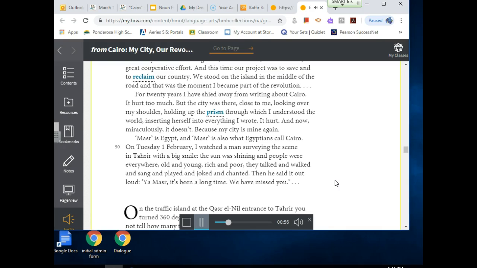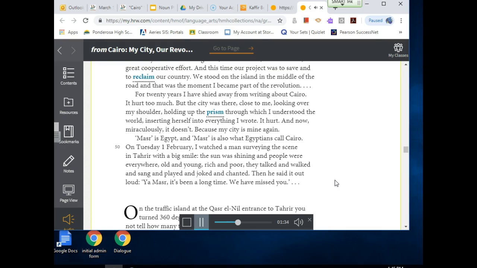We stood on the island in the middle of the road, and that was the moment I became part of the revolution. For 20 years I have shied away from writing about Cairo. It hurt too much. But the city was there, close to me, looking over my shoulder, holding up the prism through which I understood the world, inserting herself into everything I wrote. It hurt. And now, miraculously, it doesn't. Because my city is mine again.